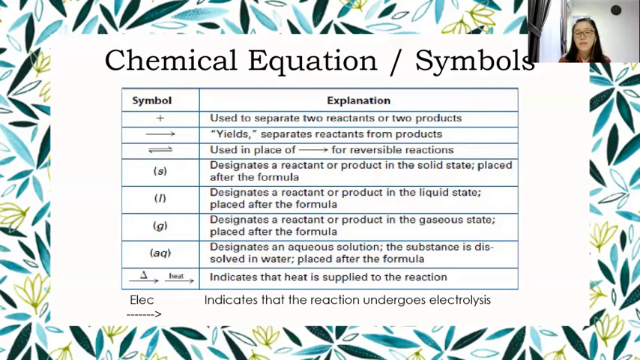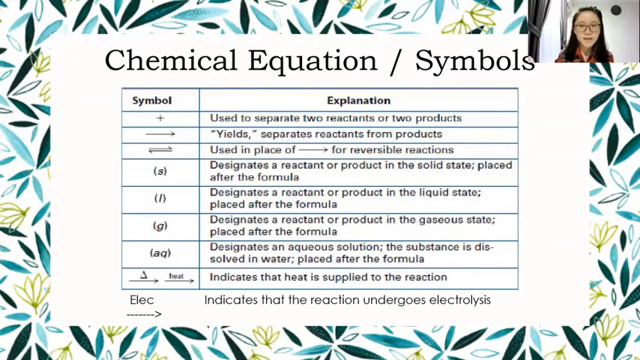Now we'll move on to the last two. The first is the arrow with the triangle or the word heat above. It indicates that heat is supplied to the reaction. One example where this can be used is when you turn water from its liquid state into the gas state. It needs to be heated so that it can change its state.